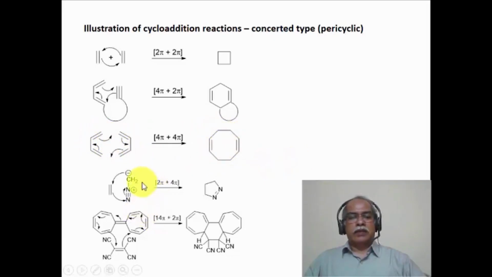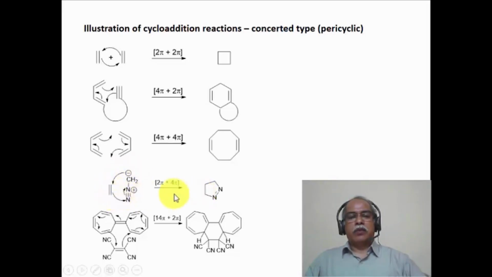Now here is an interesting example of diazomethane adding to an olefin to give the pyrazolidine kind of a structure. A heterocyclic compound is what is being formed here. Here the diazomethane essentially is a 4 pi electron component and the ethylene is a 2 pi electron component. The 2 pi electrons of the nitrogen double bond and the 2 electrons from the CH2 minus essentially contribute to the overall 4 electron system of the diazomethane.